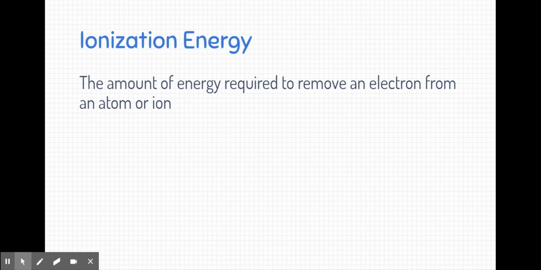So to start with, let's talk about ionization energy. The simple definition is it just refers to the amount of energy required to remove an electron from an atom or an ion. Even though we see the word ion there, and an ion can be an atom which has gained or lost an electron, when we talk about ionizing something and ionization energy, it's always in the context of removing an electron.